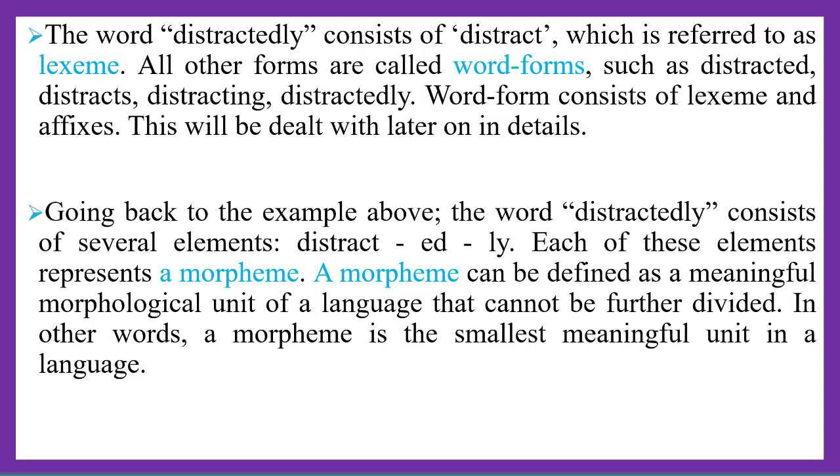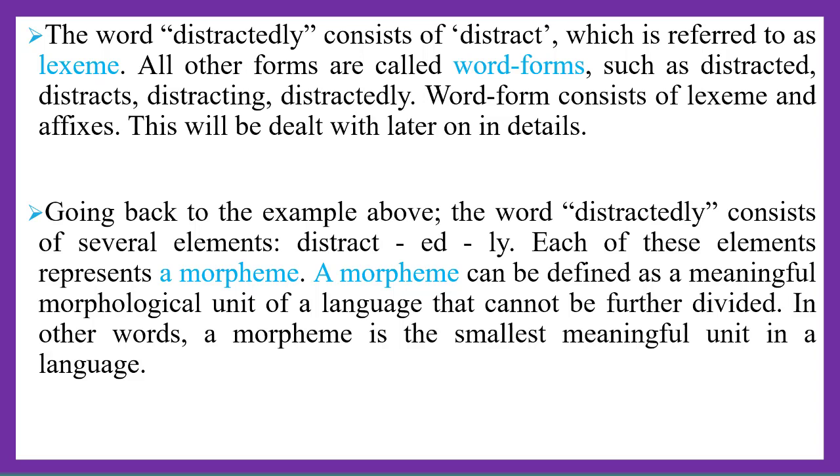So going back to the example above, the word destructedly consists of several elements. What are they? We have destruct, we have ed, and then we have ly. Each of these elements represents a morpheme. So destruct on its own is a morpheme. Ed is a morpheme. Ly is also a morpheme.